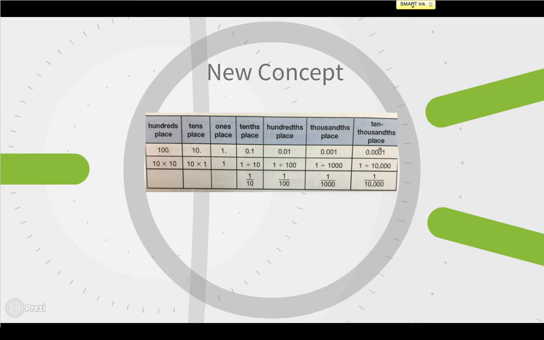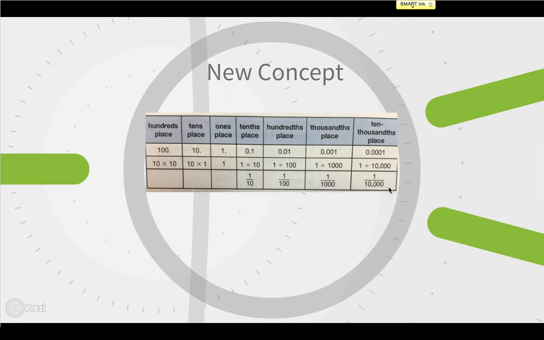And this is what it looks like as a fraction: 1/10, 1/100, 1/1,000, and then we have 1 over 10,000, or 1/10,000ths. Kind of funny to say, but that's how it is.